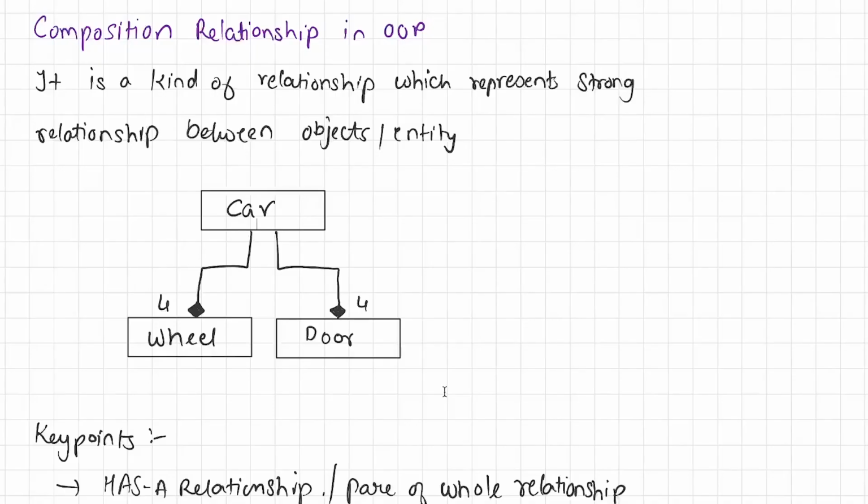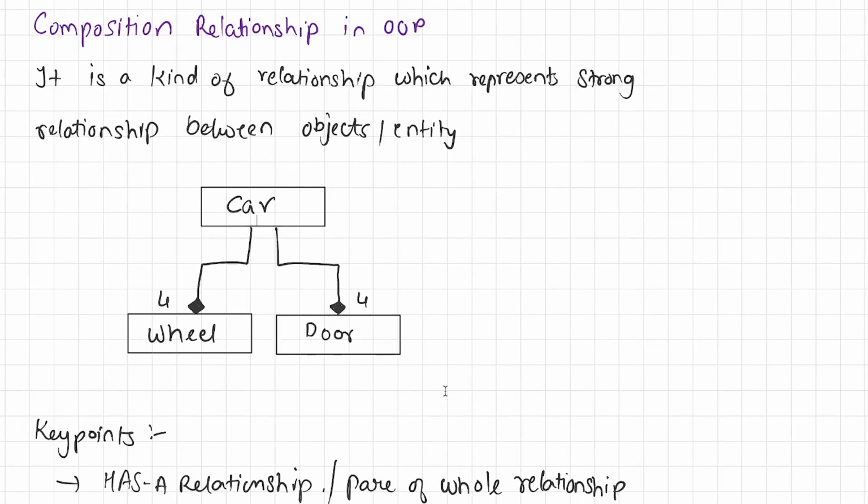Alright guys, let's begin this video with the very first question: what is composition relationship? Well, it is a kind of relationship which represents a strong relationship between objects or entities of the real world. Let's understand this relationship with an example. In the real world, we have a car object or car entity, and this car has 4 wheels and 4 doors.